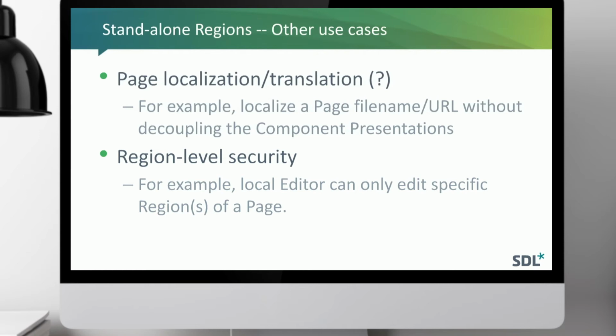Another thing is if your regions are separate entities, automatically you can have different security on the regions. So you can, for example, make it possible that if I'm in a child publication, a local editor may edit specific regions of the page by giving the right permissions on these regions being separate entities, but not on others or not on the page itself.